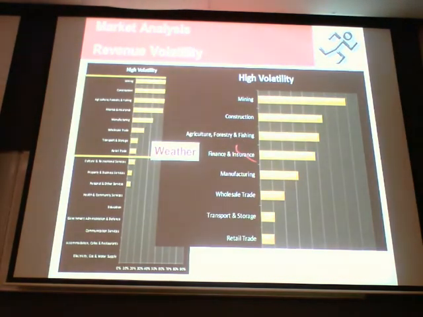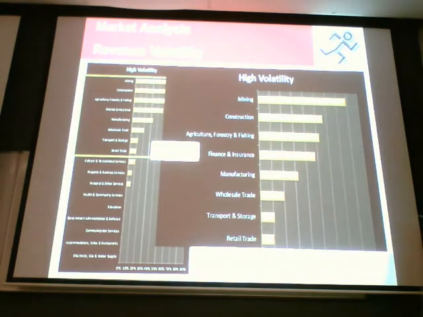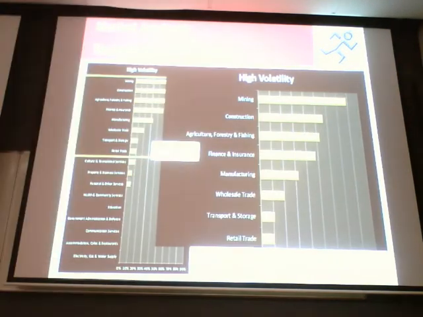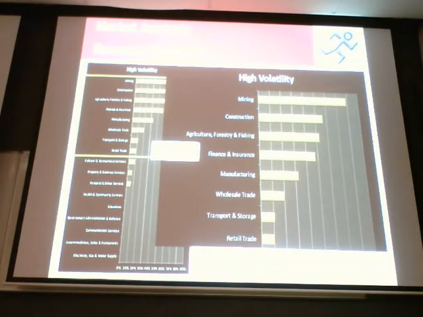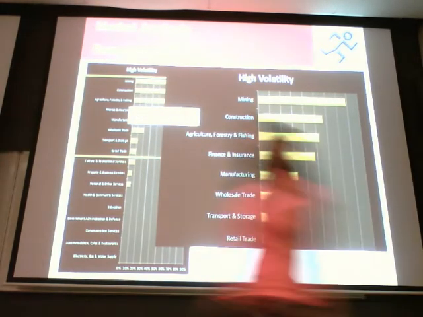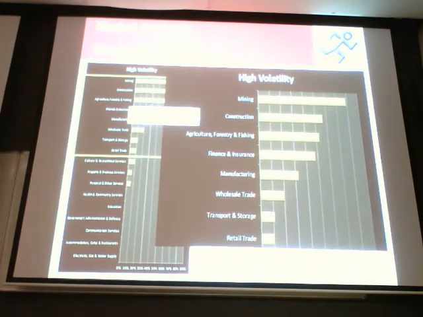The farms are volatile because of the weather, whether we have natural disasters or not, flooding. Mining's volatile because it's very much dependent on other countries like China consuming resources. And construction is also very volatile. It goes up and down. And our government loves the construction industry. Why?